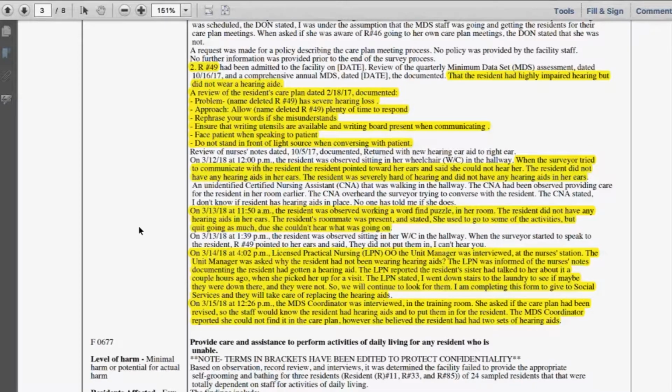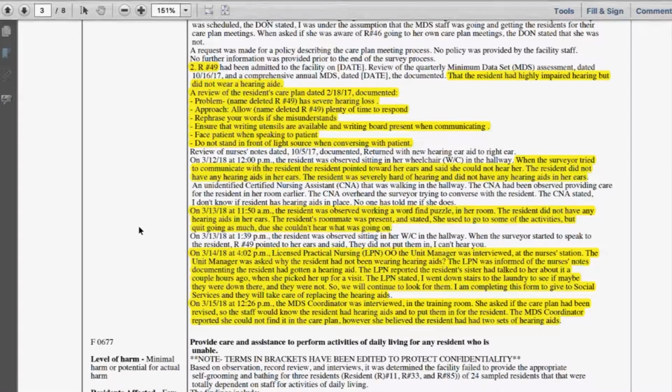The next afternoon, the surveyor spoke to the licensed practical nurse. The unit manager was interviewed at the nurse's station and was asked why the resident had not been wearing hearing aids. The LPN was informed of the nurse's notes documenting that the resident had gotten a hearing aid last year. The LPN reported the resident's sister had talked to her a couple of hours ago when she picked her up for a visit. The LPN stated, "I went downstairs to the laundry to see if maybe they were down there, the hearing aids, and they were not. So we'll continue to look for them."